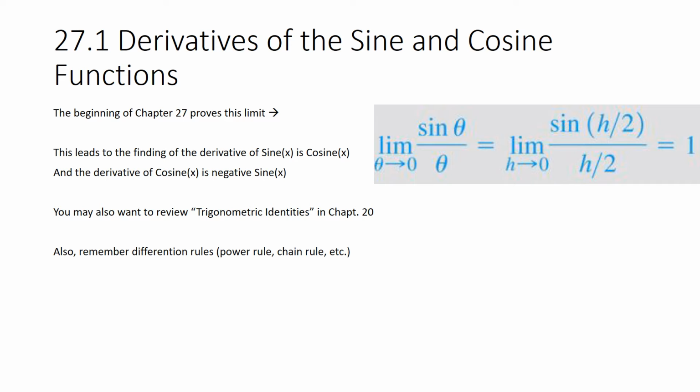So let's go through each section of Chapter 27. We start off with the derivatives of the sine and the cosine functions. Now, if you want the proof of this formula that's in the box there, you can certainly go to the beginning of Chapter 27. It's quite an elegant proof.